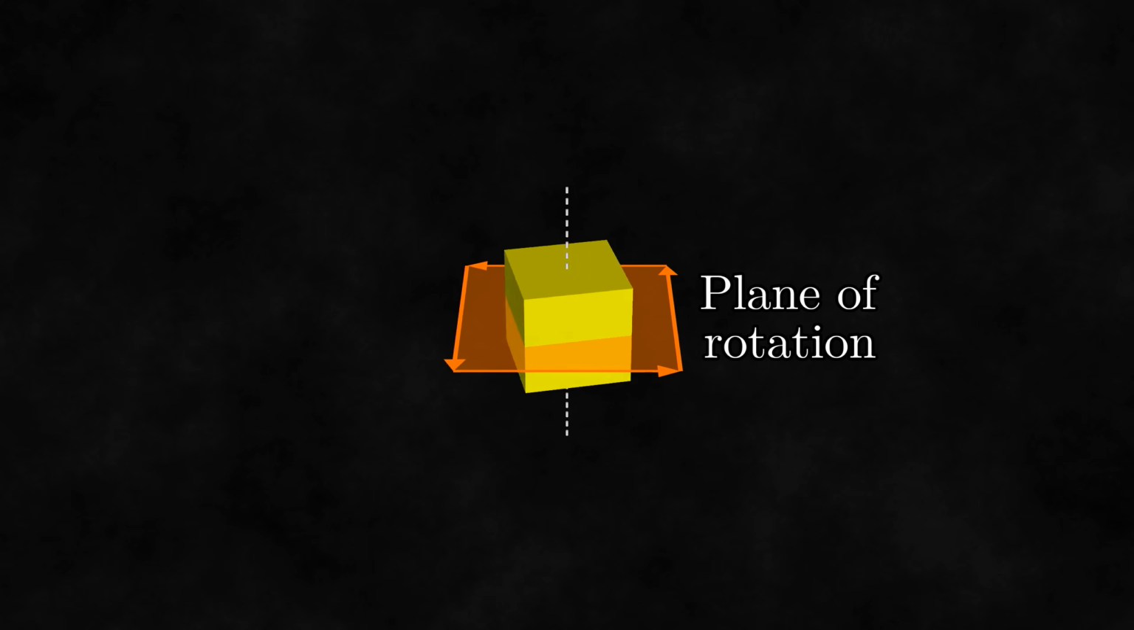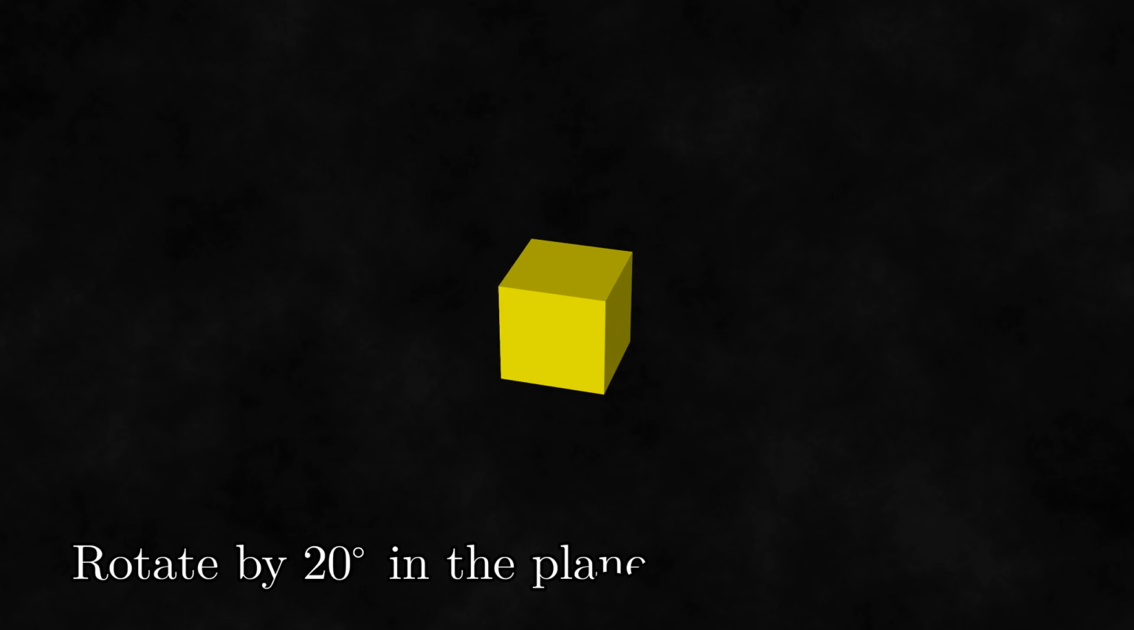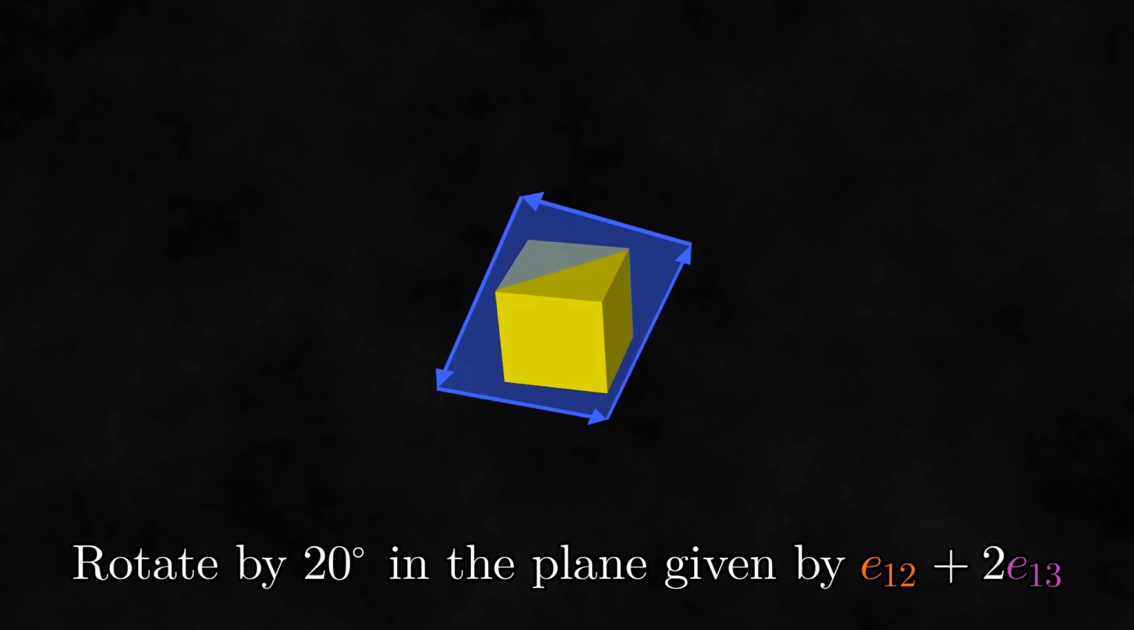Because it generalizes much more nicely, we will describe rotations in terms of planes of rotation. To be explicit, to describe a rotation, we will pick a bivector in the plane of rotation and then specify an angle to rotate by. So, we could say something like rotate by 20 degrees in the plane given by E12 plus 2E13.